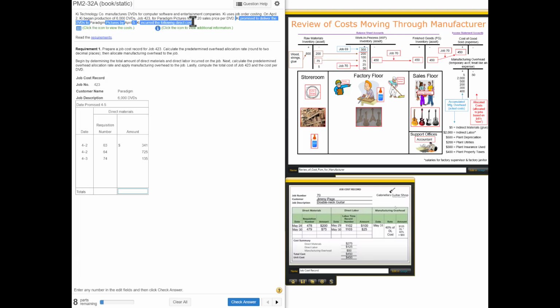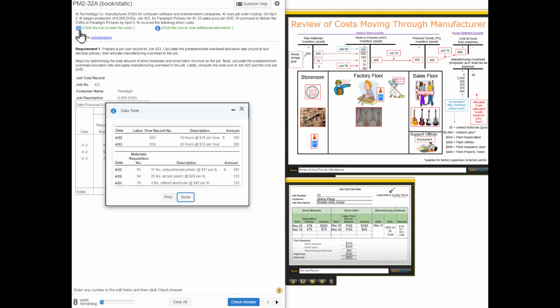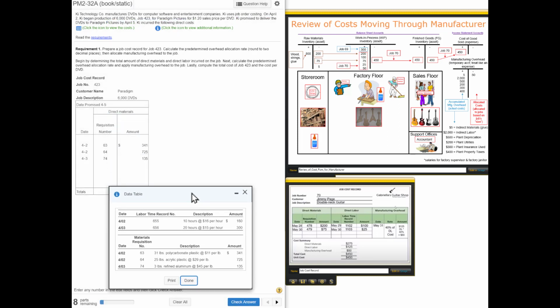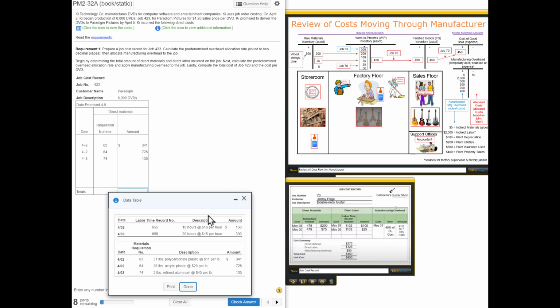Kai incurred the following direct costs. So here are our direct costs. We've got the direct labor and the materials. Requirement 1. Prepare a job cost record for job 423. Calculate the predetermined overhead allocation rate, round to 2 decimals, then allocate manufacturing overhead to the job. Similar to what we did over here for the double neck guitar for Jimmy Page of Led Zeppelin.